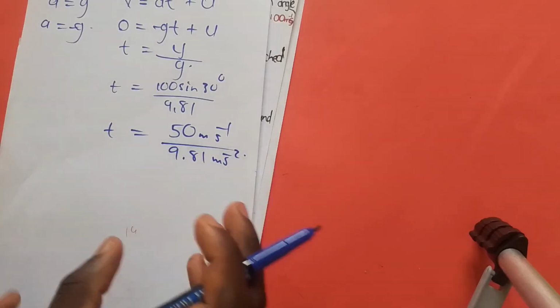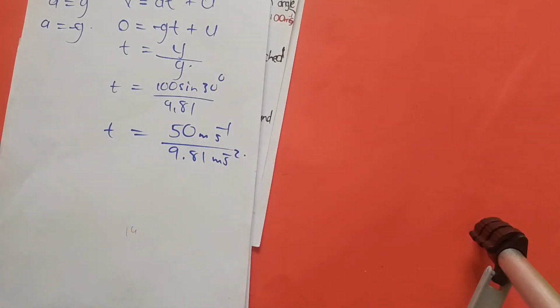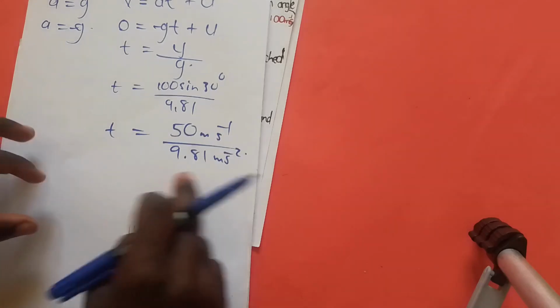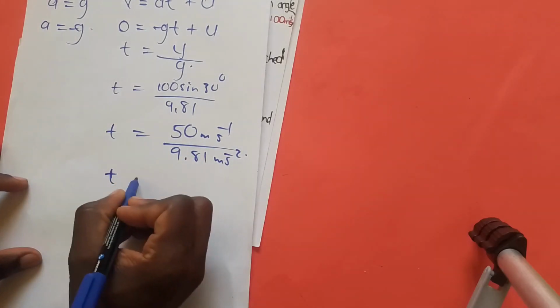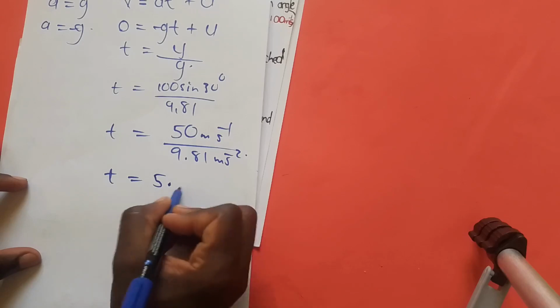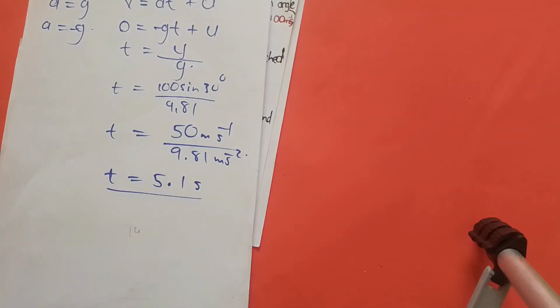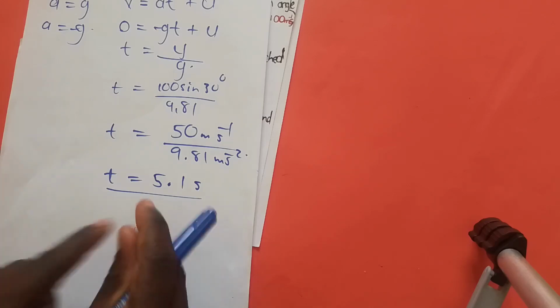I hope this is clear to everyone. So if you punch 50 divided by 9.81 into your calculator again, you're going to find that t is equal to 5.1 seconds, correct to one decimal place, right? So this is the time taken to reach the maximum height.